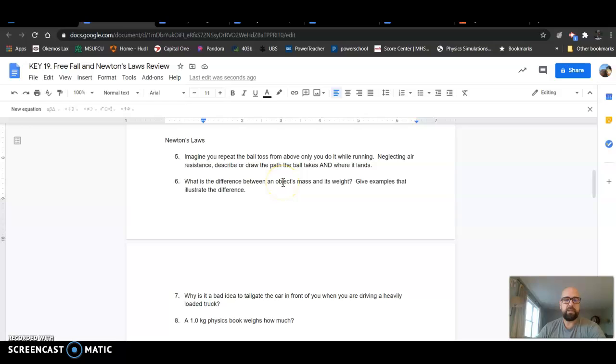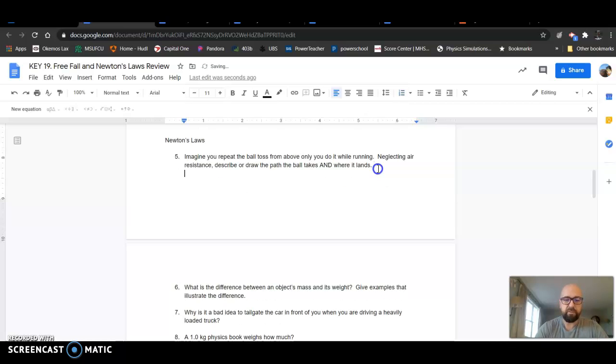So now moving on here, imagine we repeat the ball toss from above, only you do it while running, no air resistance. Describe or draw the path the ball takes and where it lands. So this is like from our inertia mini labs. So the ball lands in your hands. Remember that video we watched where they threw the ball up from the back of the truck, and it takes a parabolic path, meaning that if you put in a shape, it takes like the arc right there.